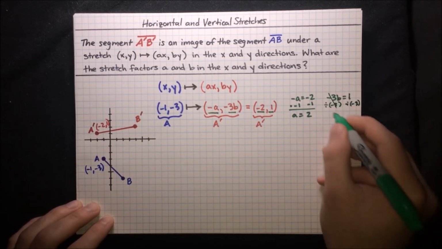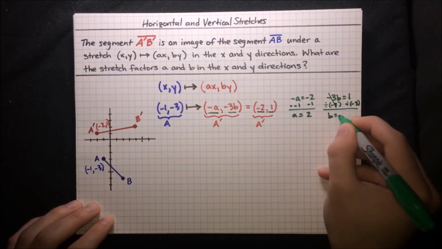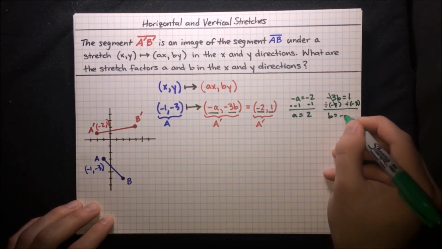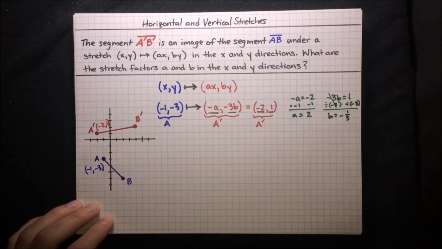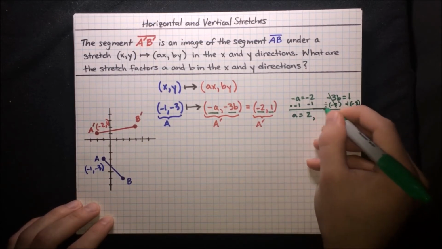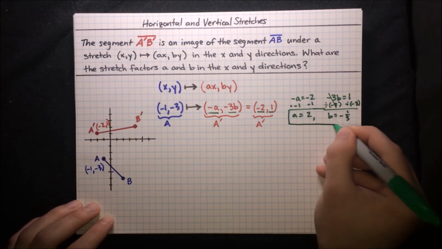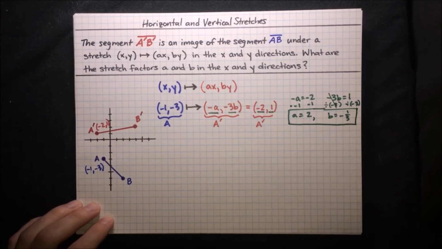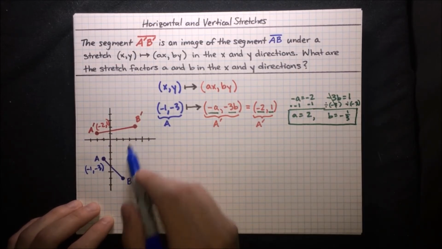I'll cancel out that -3, and we just get b equals 1 divided by -3, which is just -1/3. So there are our stretch factors in the x and y directions. a is 2, b is -1/3. Notice that we could have just as easily used the point B.